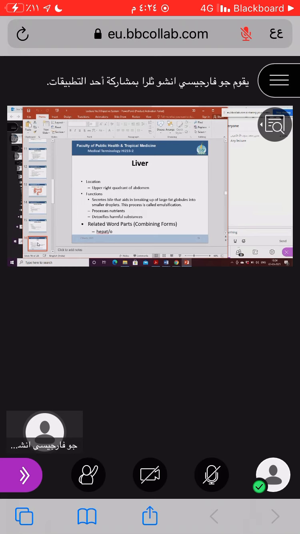Then liver. In fact, there is a medical term for salivary gland also. It is not given in this slide. It is given at the end of this lecture, so you can learn from there. But it is important to learn the medical term for salivary gland.